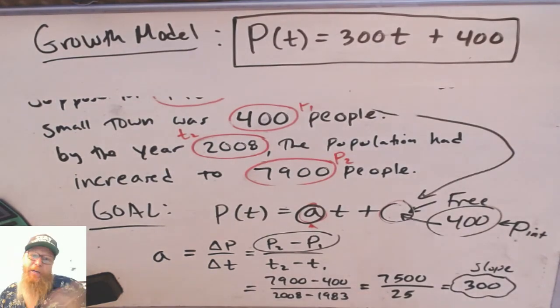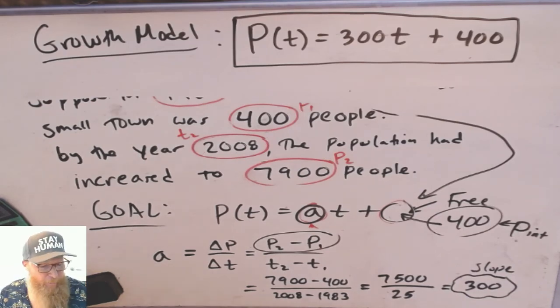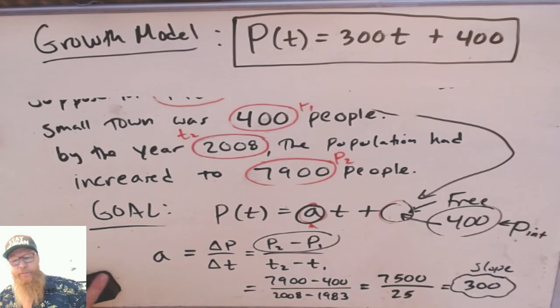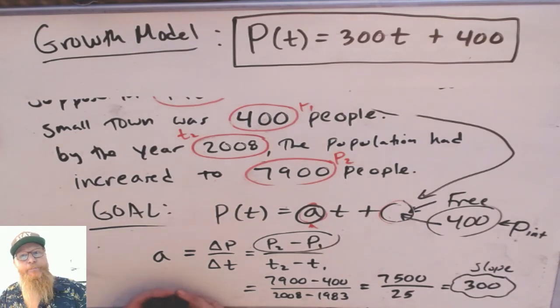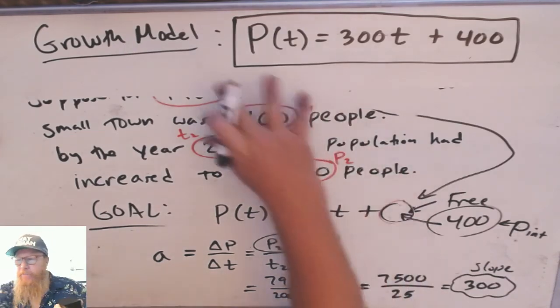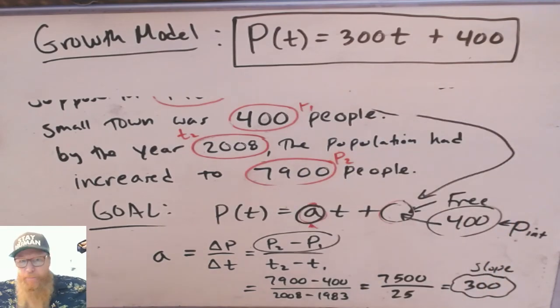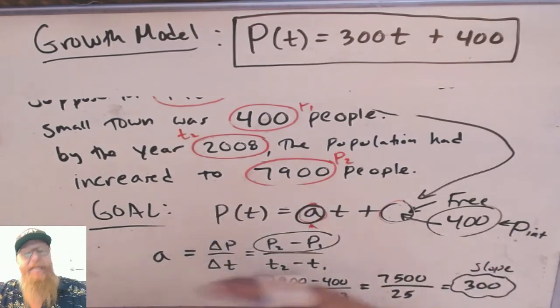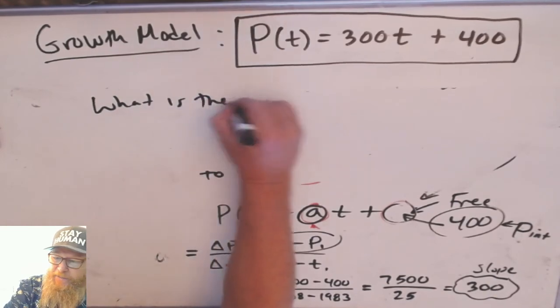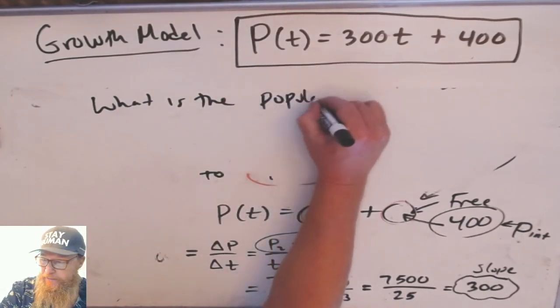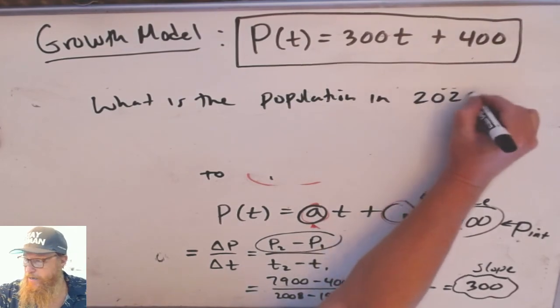Okay. Now we don't know when this town first started. Obviously, every town starts with nobody. Somebody lived there, but we're assuming that this town started in 1983 with 400 people. Okay. So there you go. There's a population growth model. What is it good for? It's good for the same thing that all the models are for. It's good for making predictions. Okay. So what is the population in 2020?